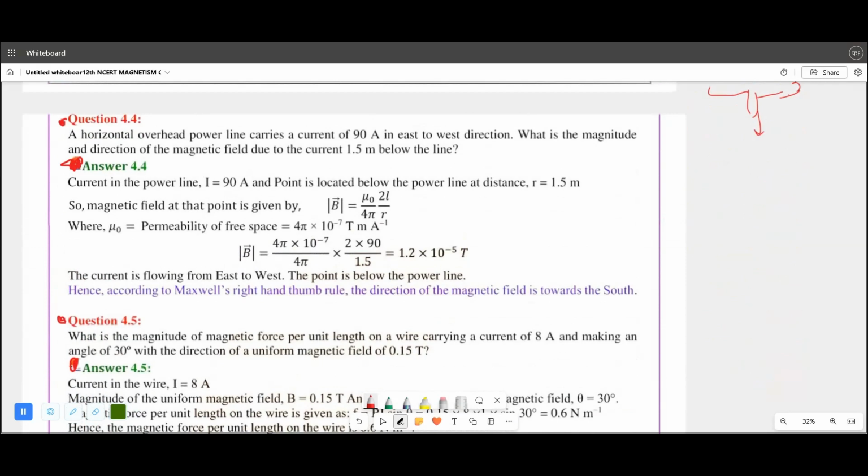A horizontal overhead power line carries a current of 90 ampere in east to west direction. What is the magnitude and direction of the magnetic field? Again, similar question. Okay, so we will see. Say this is the wire, and you have east here, and you have west here, and you have north here, and you have south here.